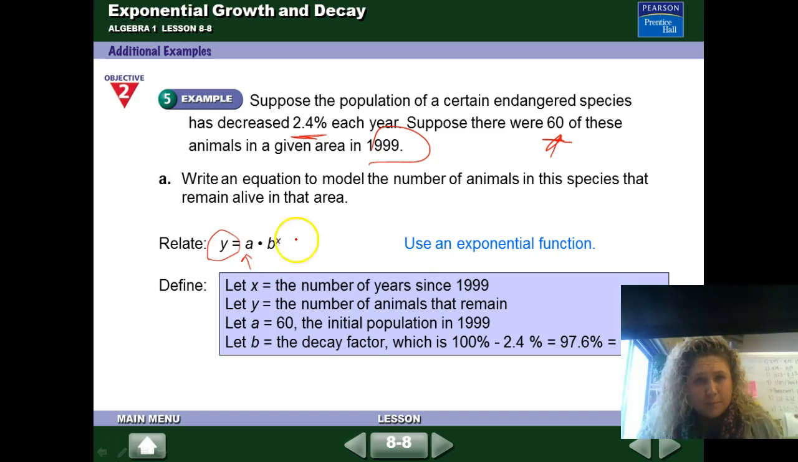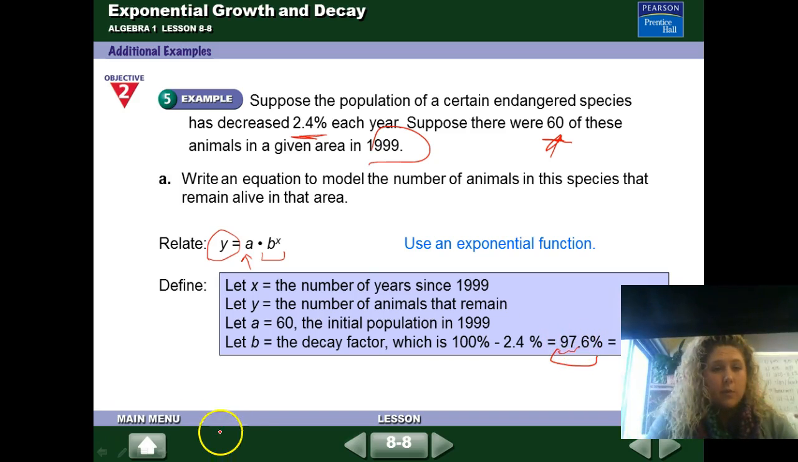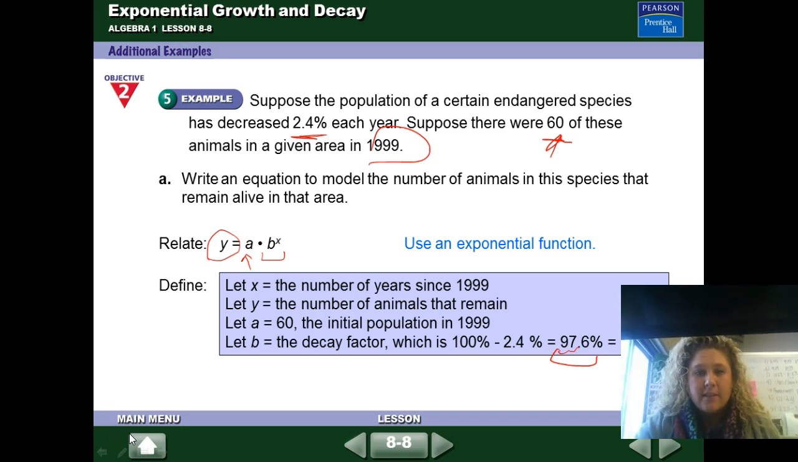B is going to be the decay factor. So I take 100% of the amount of animals I started with in 1999, and I need to subtract the amount that is decreasing, that 2.4% that is decreasing. So take 100% minus your 2.4%, and you're going to get 97.6%. Once again, we need to move my decimal because that is in a percent. So move it over to 0.976 is where you'll be at. So now that we know my B value is 0.976, we can write this into my equation.